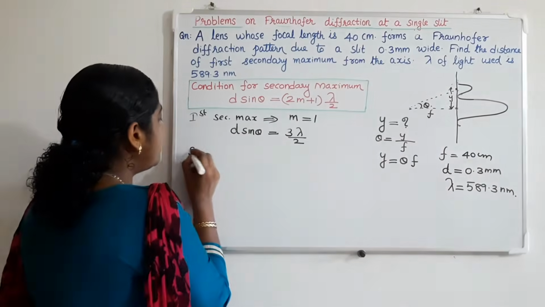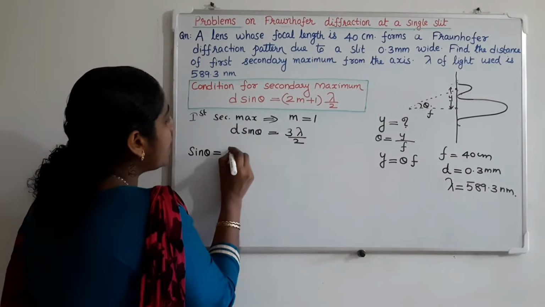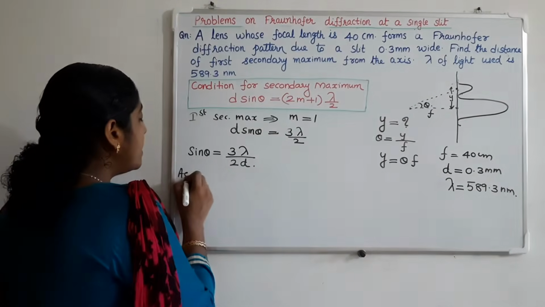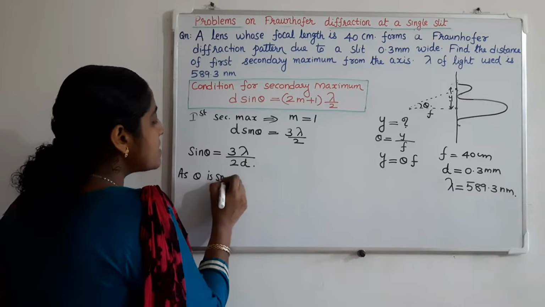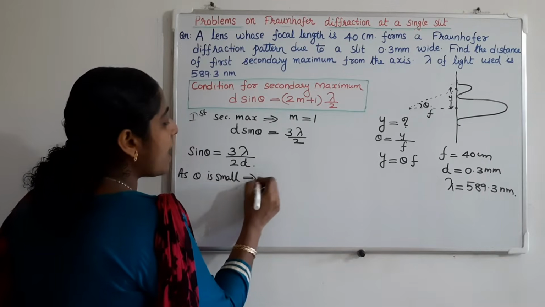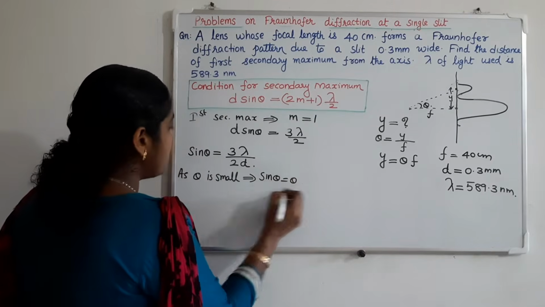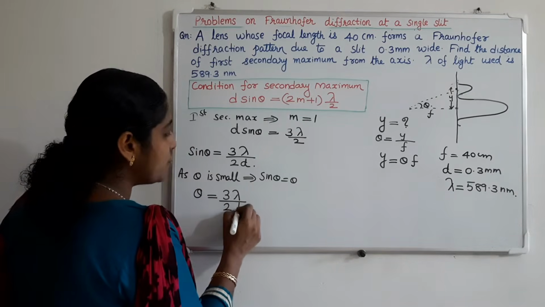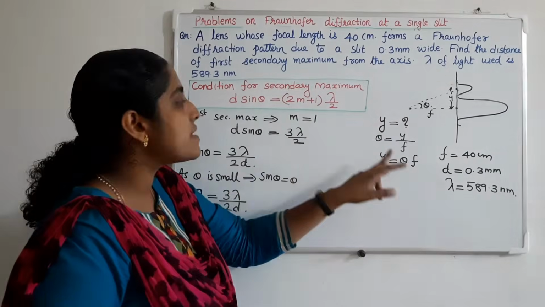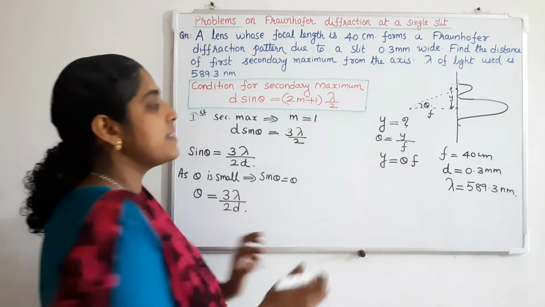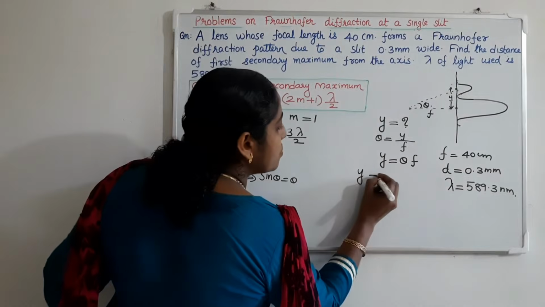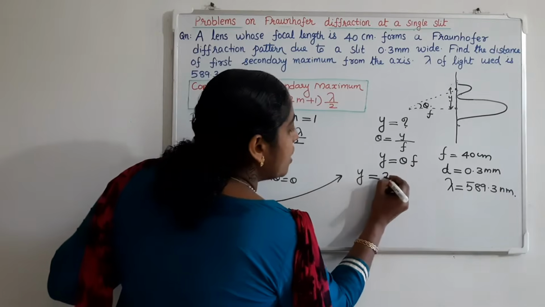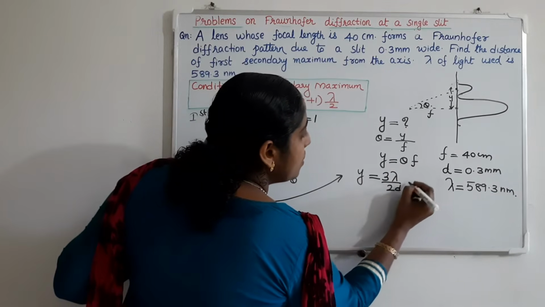Here sin theta is equal to 3 lambda by 2d. As the angle of diffraction theta is small, we can consider this sin theta as theta. So this expression becomes theta is equal to 3 lambda divided by 2d. Then the distance of the first secondary maximum from the axis, that is y is equal to theta times f, theta is 3 lambda divided by 2d, into f.